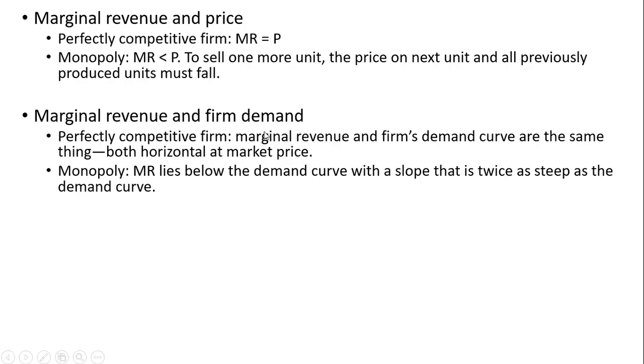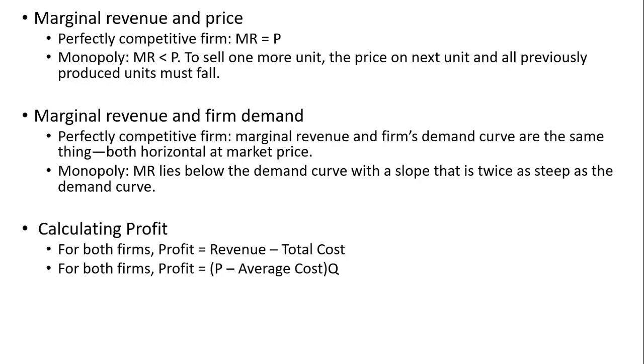Marginal revenue and firm demand. Perfectly competitive firms. The marginal revenue and the firm's demand curve are the same thing. They're both horizontal at the going market price or equilibrium price. For monopoly, the marginal revenue curve lies below the demand curve. The marginal revenue curve will have a slope that is twice as steep as the monopolist's demand curve.